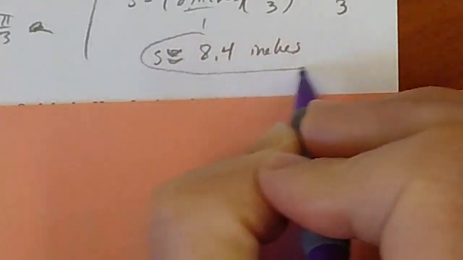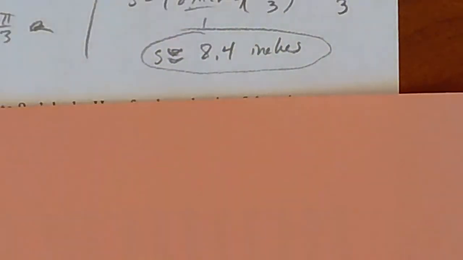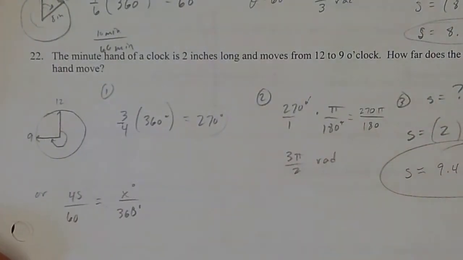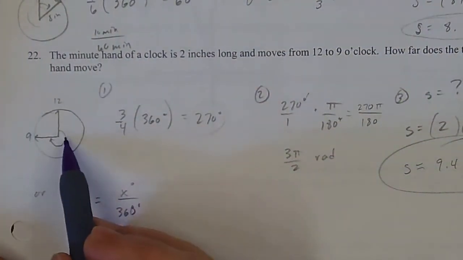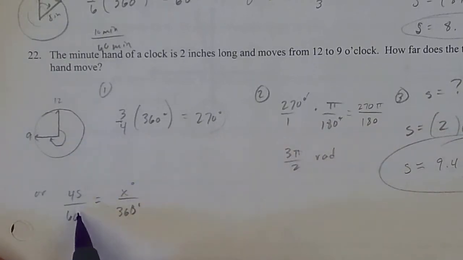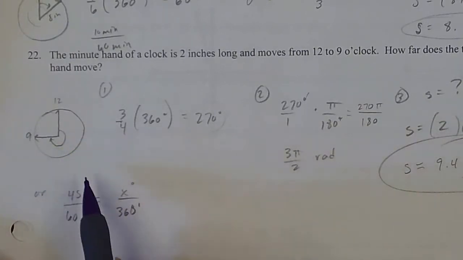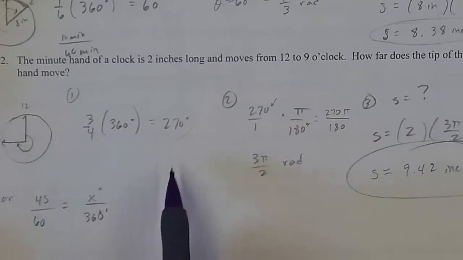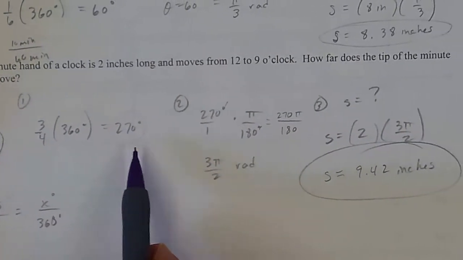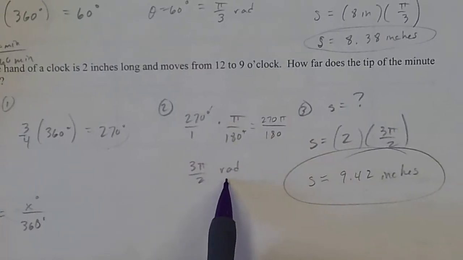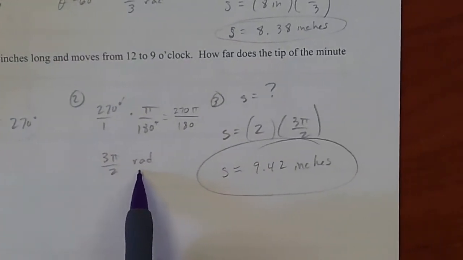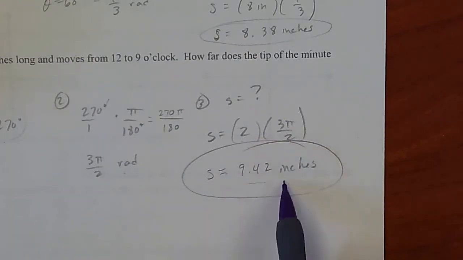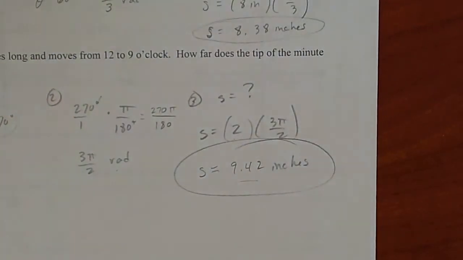Okay, you try that, 22. Pause and give it a shot. Okay, so here's 22. 3/4 of a rotation, because 45 out of 60 is 3/4 of the hour. Or you can add up the 3 right angles, 270 degrees, which equals 3 pi over 2 radians. And now you can multiply that times 2. 9.42 inches is the length.